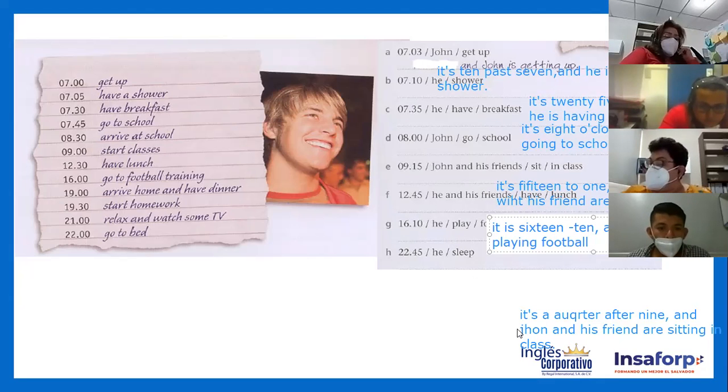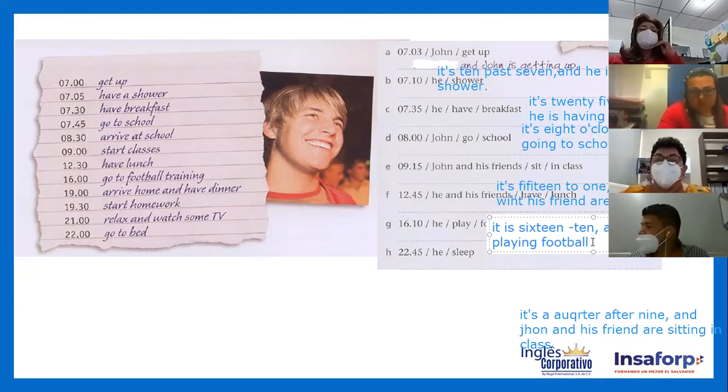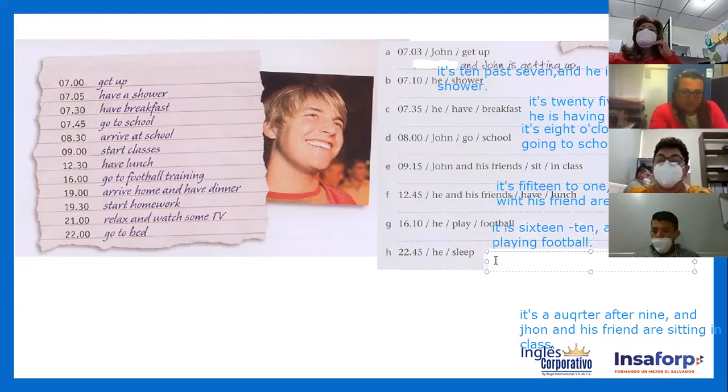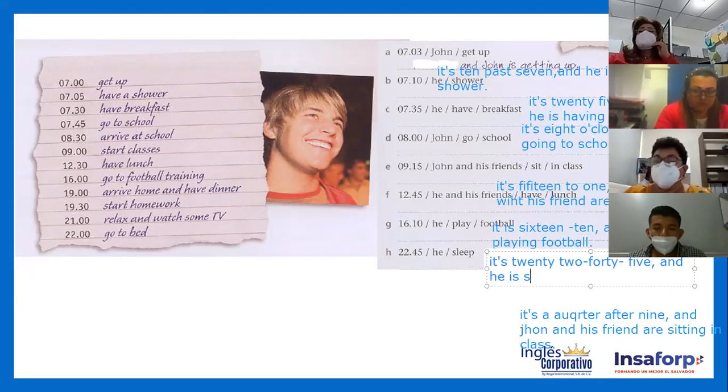Okay, and the last one, can you help me? Let's see, Janira, please, the last one. It's 45. Okay, esa es una forma, it's 22:45, right? Okay. It's 22:45. That is another way, right? 45. He is sleeping. And he is sleeping. Okay, very good, guys.